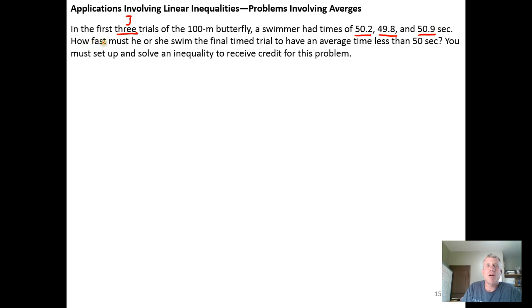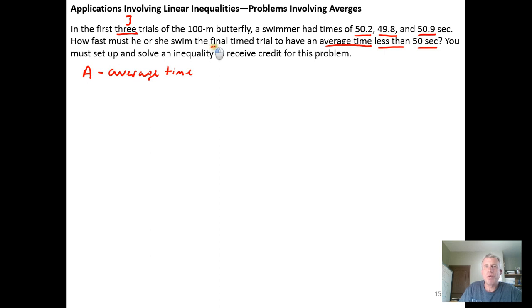And the question says, how fast must he or she swim the final time trial to have an average time? We want average time to be less than 50 seconds. You must set up and solve an inequality to receive credit for this problem. So in this particular case, we want to calculate an average, and we want that average to be less than 50 seconds. So I'm going to use the letter A to represent the average time.